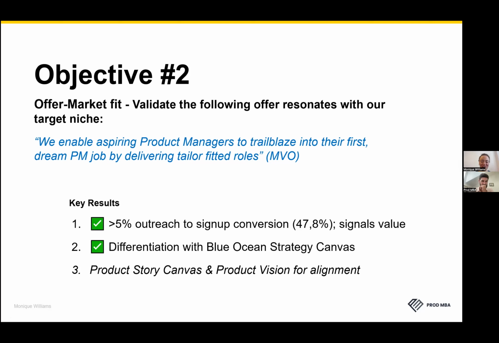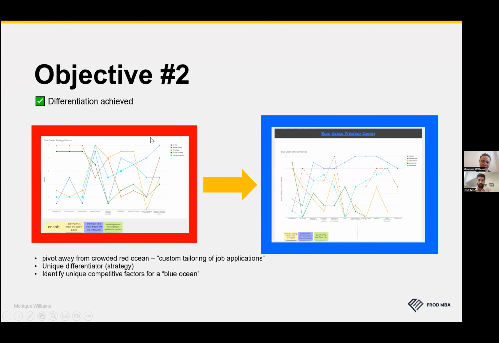So then I also did manage to create great differentiation, obviously, using my Blue Ocean strategy canvas. So if we have a look here, this on the left is what I started out with, right? And I started with the idea of offering custom tailoring of job applications. But you can see that this is quite a crowded market, so this blue line is my business idea, so it's a red ocean, so to say.